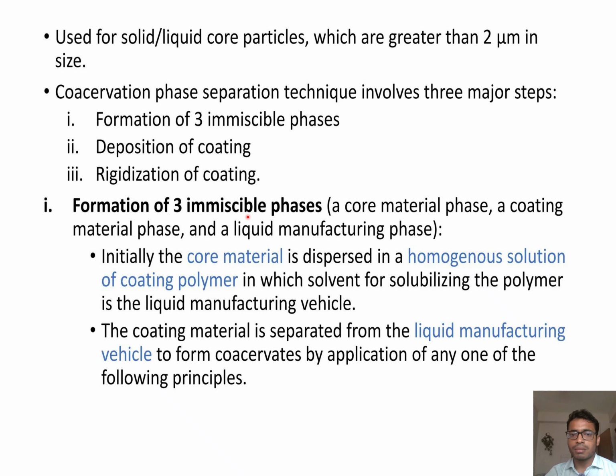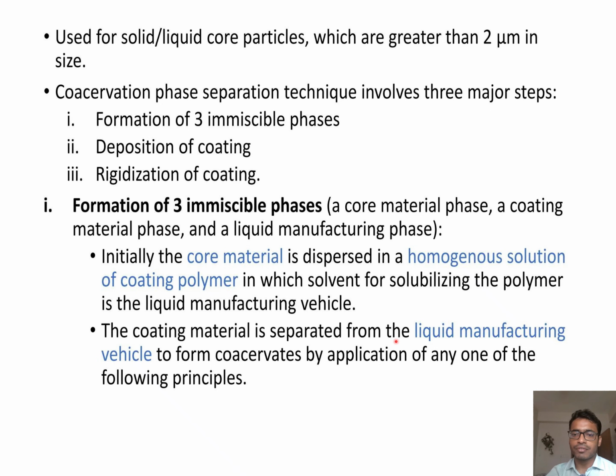So formation of three immiscible phases, and that is why it is called coacervation, because the main criterion for coacervation is that three of them should be immiscible. If one or two of them is miscible with one another, then it would not be coacervation. So formation of three immiscible phases: a core material phase, a coating material phase, and a liquid manufacturing phase. Initially, the core material is dispersed in a homogeneous solution of coating material in which solvents for solubilizing the polymer are in the liquid manufacturing vehicle.